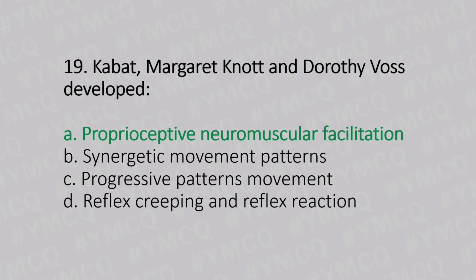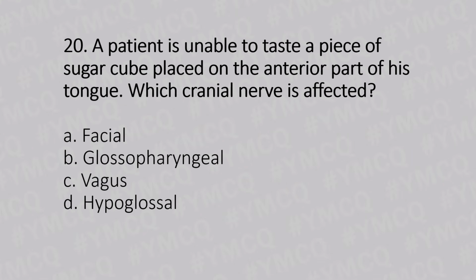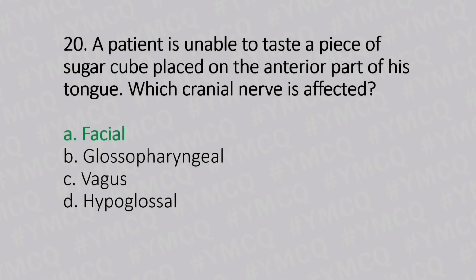Moving to our 20th question, a patient is unable to taste a piece of sugar cube placed on the anterior part of his tongue. Which cranial nerve is affected? Option A, facial, option B, glossopharyngeal, option C, vagus, option D, hypoglossal, and the answer is option A, facial.